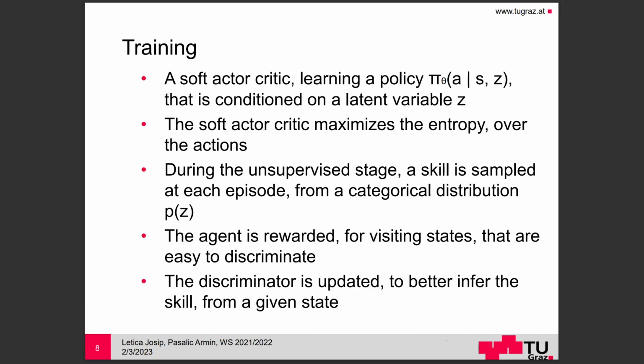The agent is then rewarded for visiting states that are easy to discriminate. And on top of training our skills, we also want to train the discriminator at every single episode. This discriminator is basically used to increase the discriminability of our skills. As we saw in the graph a couple of slides ago, the discriminator has no input about what skill or what action was used in a given state. It just has the follow-up state, and it tries to estimate what skill was used to get to that follow-up state.